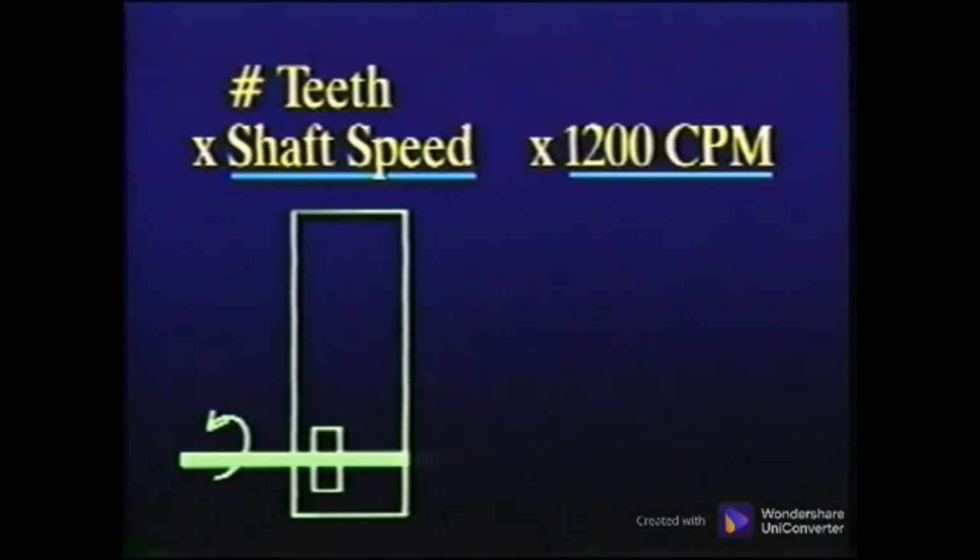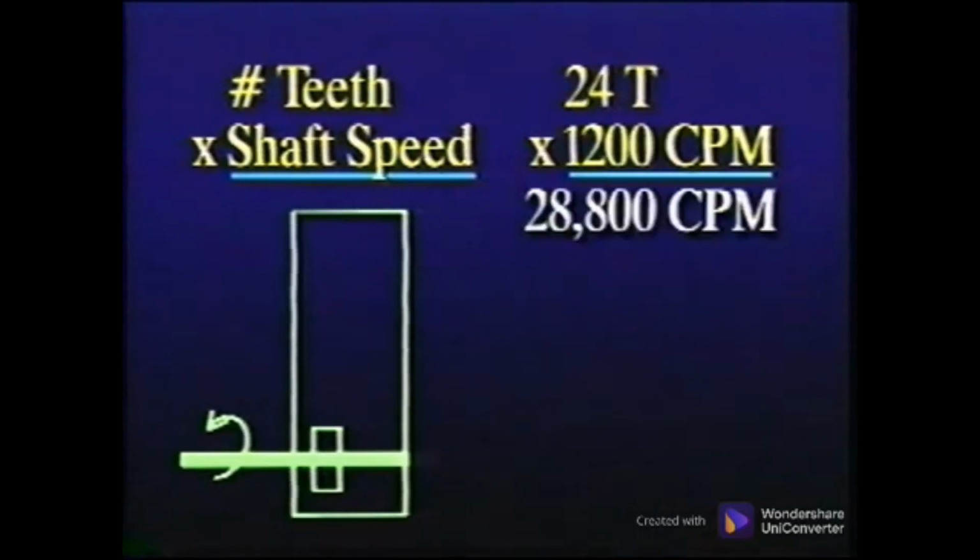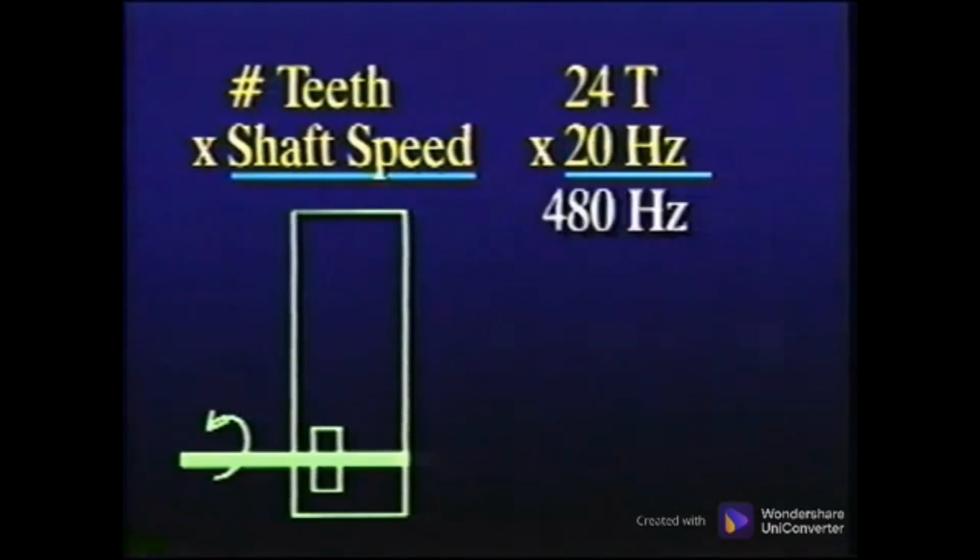It is simply the number of teeth on a gear times its shaft speed. For example, for an input shaft speed of 1,200 cycles per minute with 24 teeth on it, the gear mesh frequency is 28,800 cycles per minute. Since the frequencies tend to be high, we commonly express the frequencies in cycles per second, or hertz, in order to work with smaller numbers. This would make the input speed 20 hertz and the gear mesh frequency 480 hertz.